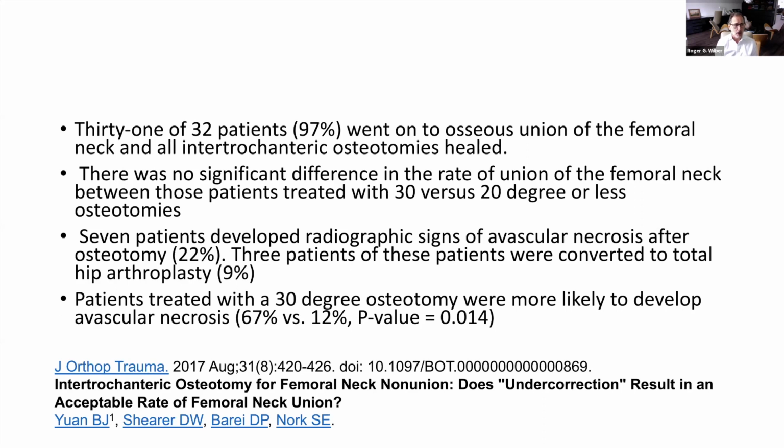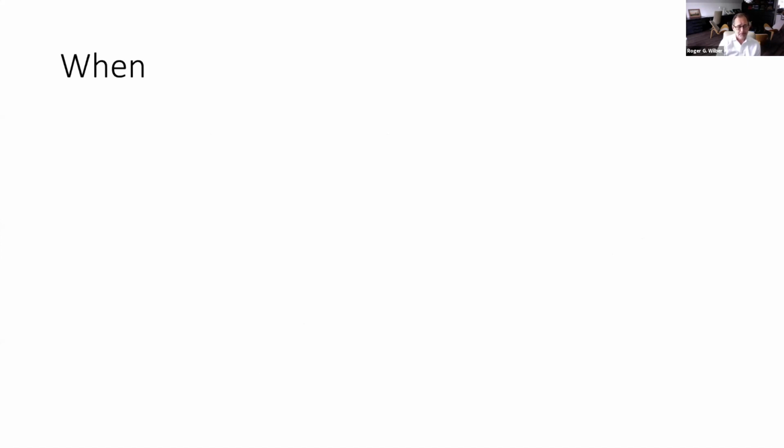And it wasn't a problem with the healing of either the osteotomy or the healing of the non-union. The one thing that was interesting in their paper is they also noticed that the larger degree wedges seem to have a little bit higher incidence of avascular necrosis associated with that. So that was really encouraging for me because what I had been doing was trying to restore normal anatomy, and it had been successful. And I think this shows that that's the case.